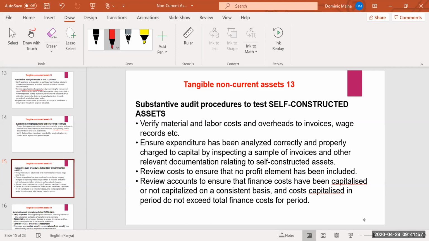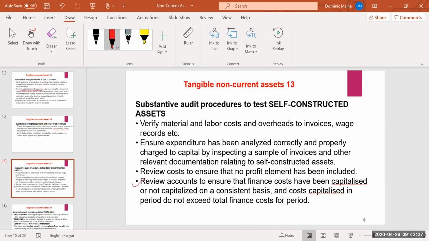Two, you can also ensure expenditures have been analyzed, collected, and properly charged to capital by inspecting a sample of invoices and other legal documentation relating to the self-constructed assets. If there's some expenditure that ought not to have been capitalized when getting the total value of that asset, the same thing applies here. I think I mentioned that already. Then you may want to assess, which has been explained in point number 4.